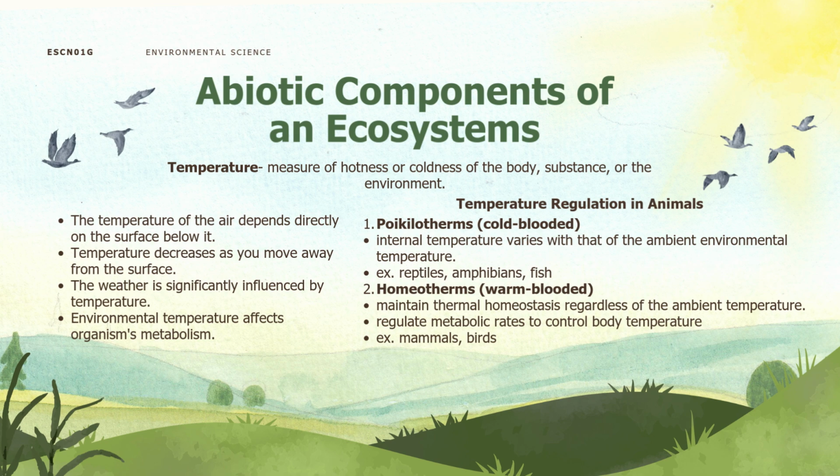With the environment. Okay? Examples of poikilotherms or cold-blooded animals are reptiles, amphibians, and fishes. So that means if their environment is hot, the tendency is they'll feel the same. Whereas examples of homeotherms or warm-blooded animals are mammals and birds, and that includes us human beings, being mammals. We are capable of what? Regulating our own body temperature.